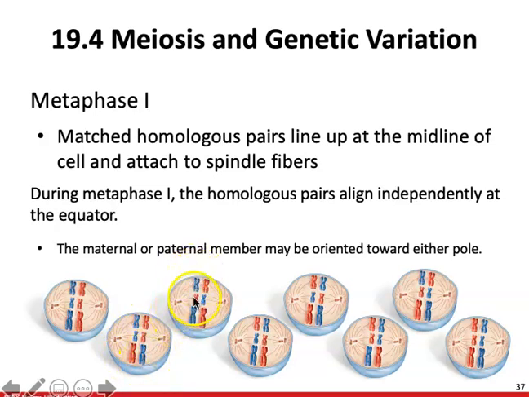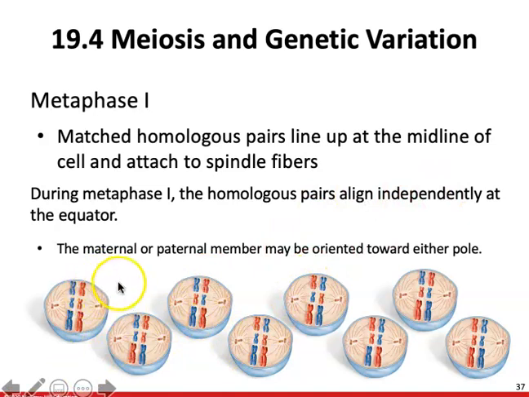They could line up every other. They could line up 1, 2, 2, 1, 2, 1, 1, 1. They could line up in any way. So the maternal or the paternal member could be oriented to either pole when that single cell lines up. So for one cell, let's just say that one cell had only 3 pairs of homologous chromosomes.